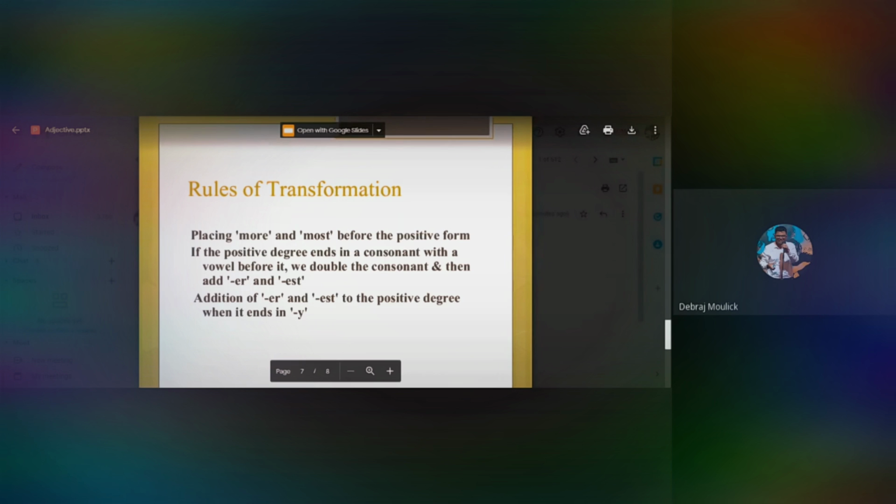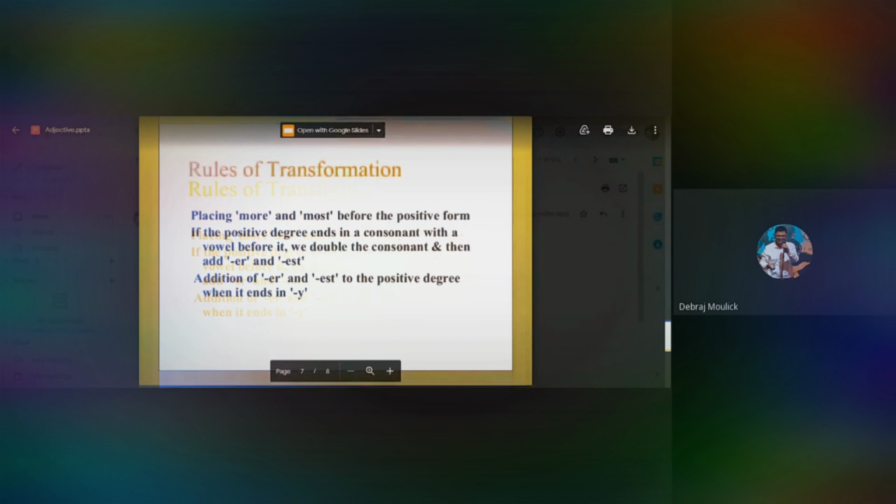So these are the three rules. First, more, most. Then if there is a vowel before the consonant, we double it, and by adding er it becomes the comparative degree, and by adding est it becomes the superlative degree. And the last one is the addition of er to the positive degree when it ends with y. Gay, gayer. If you want to give examples, you can give them in the comment section or in the Google Classroom. It's up to you.